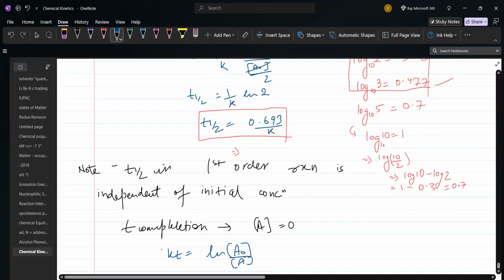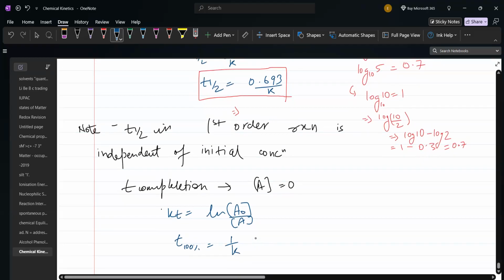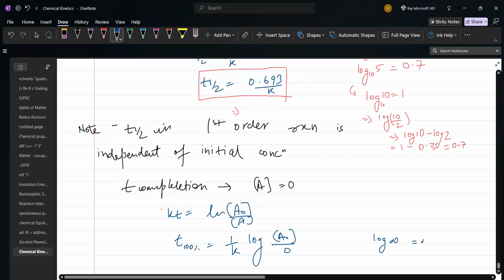Okay. So T completion, T 100%, is 1 by K log of A naught upon 0. This is log of infinity. Log of infinity is infinity only. Something upon 0 is infinity, right? Yes, sir. So T 100% is infinity. Got it?